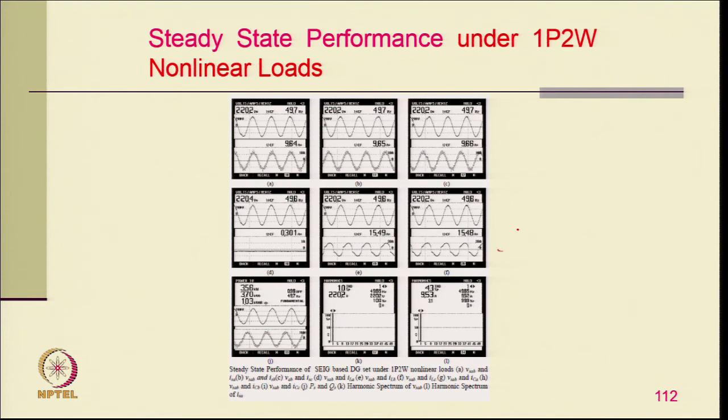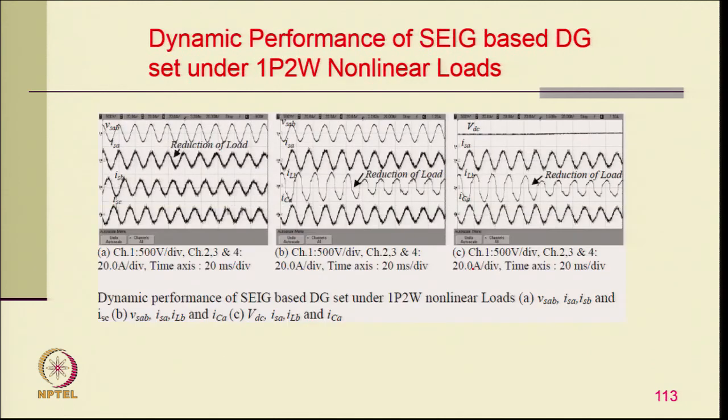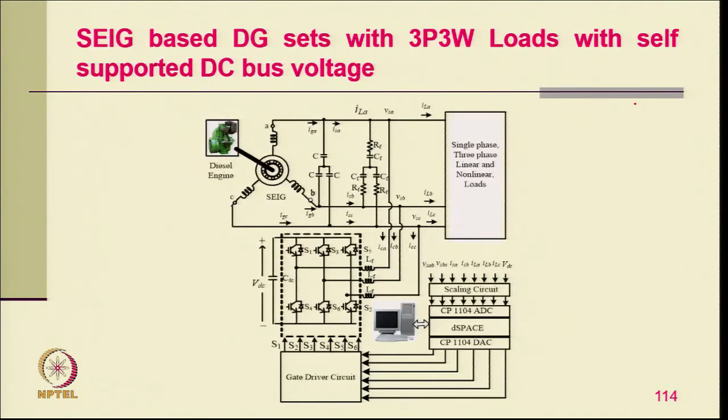So this is a single phase non-linear load, but here you have harmonic elimination as well as load balancing provided, and the voltage THD is 1%, where the current THD is 4.3%. And these are the typical dynamics: when you have a reduction of the load, the generator current reduces accordingly but remains balanced and sinusoidal, and the DC link voltage is also regulated.